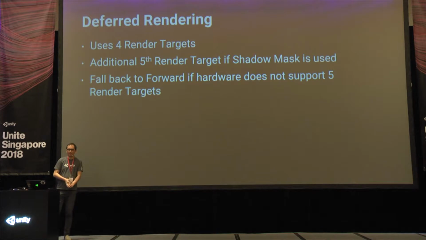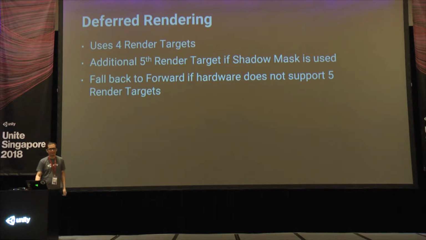Deferred rendering uses up to 4 render targets. And if you're using the shadow mask, it will require a 5th render target. If the hardware doesn't support the 5th render target, it will fall back to the forward rendering path. And this is important because you may be thinking that your game is optimized for deferred, but if the hardware doesn't support the 5th render target, you'll fall back to forward, and the game may run very poorly because of a lot of lights, right?